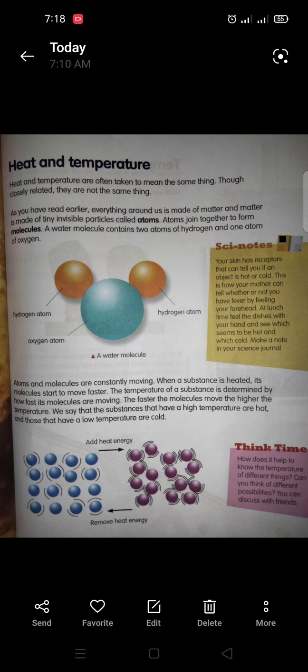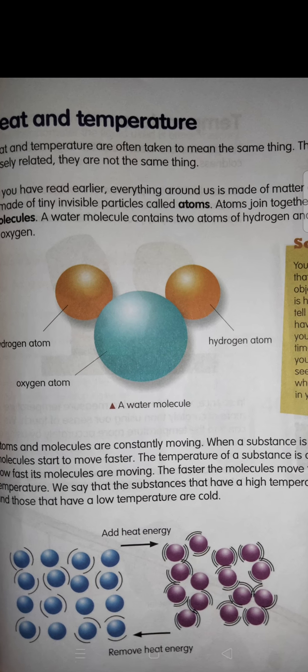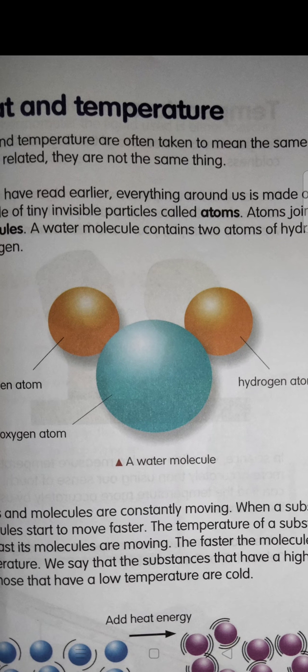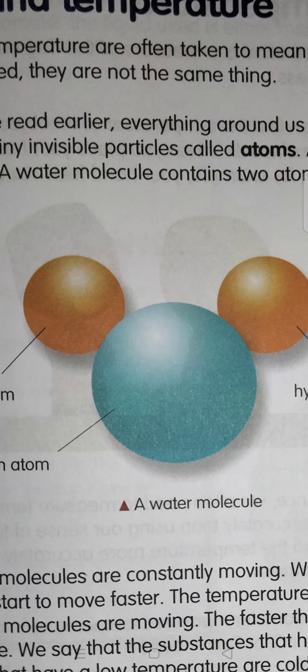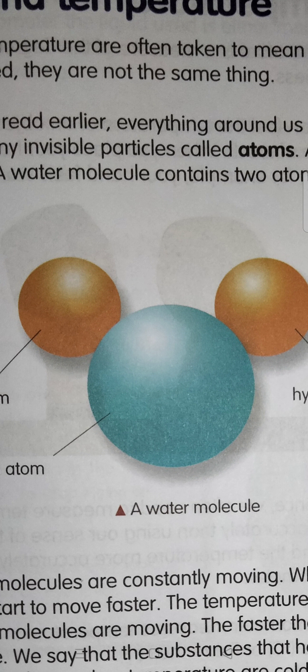The first topic is heat and temperature. Heat and temperature are often taken to mean the same thing, though closely related, they are not the same thing. As you have read earlier, everything around us is made up of matter, and there are three states of matter, and their names are solid, liquid, and gas. And matter is made up of very, very small, tiny, and invisible particles called atoms. And atoms join together to form molecules. As you can see here, this is a water molecule and it contains two hydrogen atoms and one oxygen atom. These small circles are atoms, and atoms join to form molecules, right?